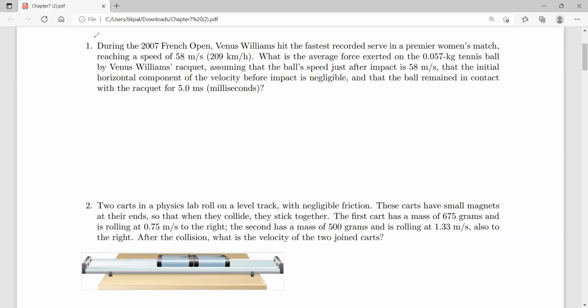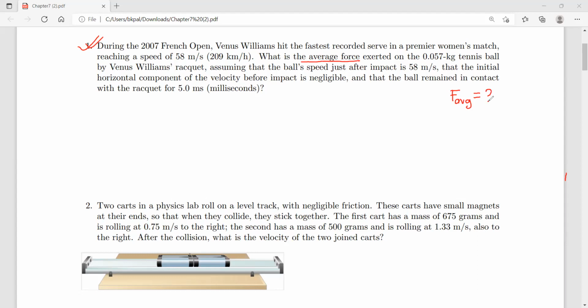So let's read this problem and see what it asks us to calculate. Okay, if you read, you see that we are asked to calculate the average force exerted on the tennis ball. What else are we given? We are asked to calculate average force, or just force. That we are going to calculate.